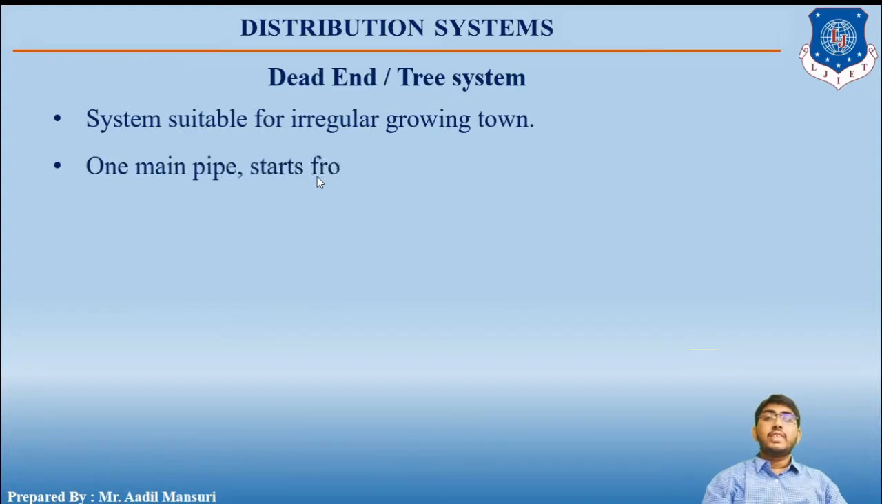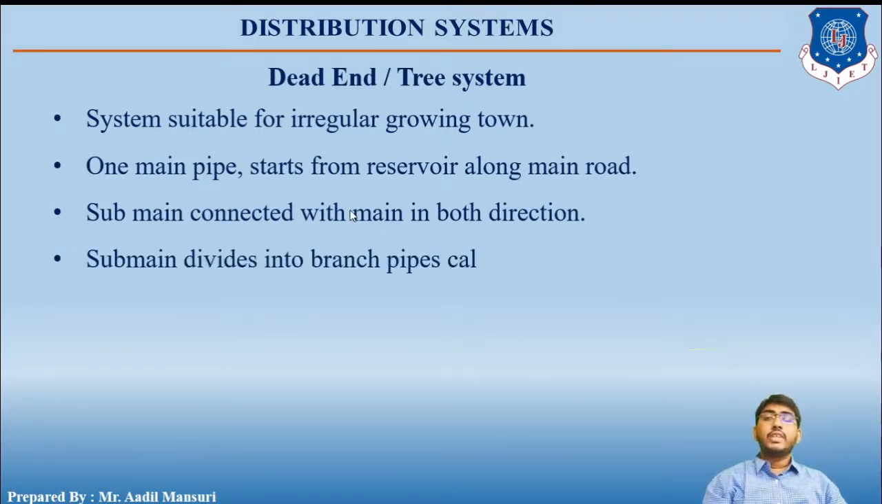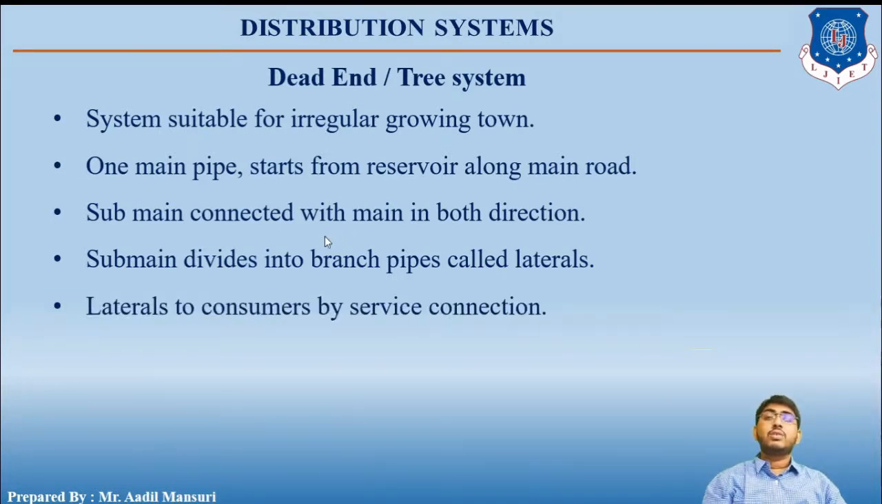Okay, next is in this system there is one main pipe which starts from the reservoir and it moves along the main road. That is, one main pipeline is supplied along the main road. Next is the sub mains are connected with the mains in both the directions of the main road. Next point is that sub main divides into branch pipes which are known as laterals. And last, laterals to the consumers are connected with the help of service connection.